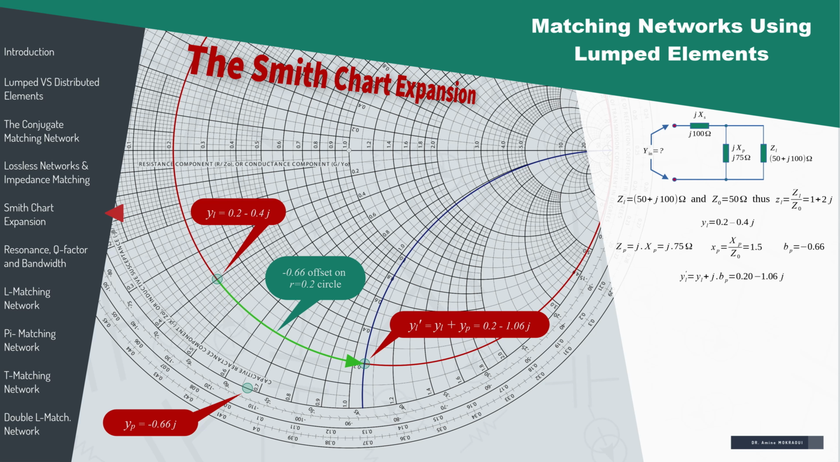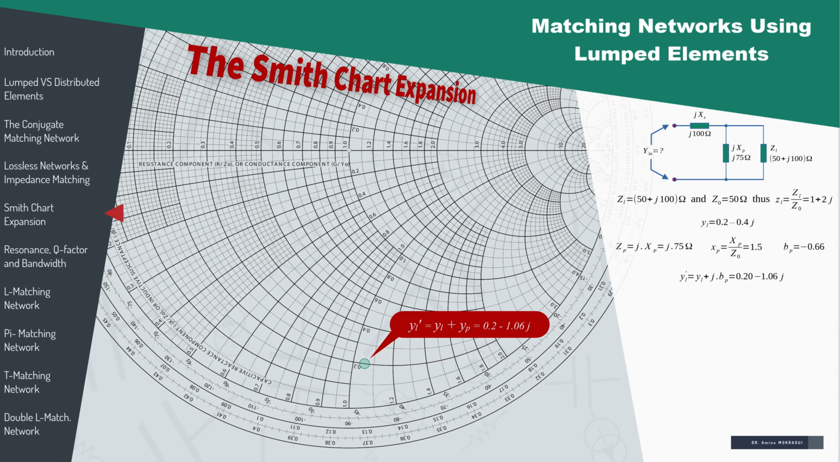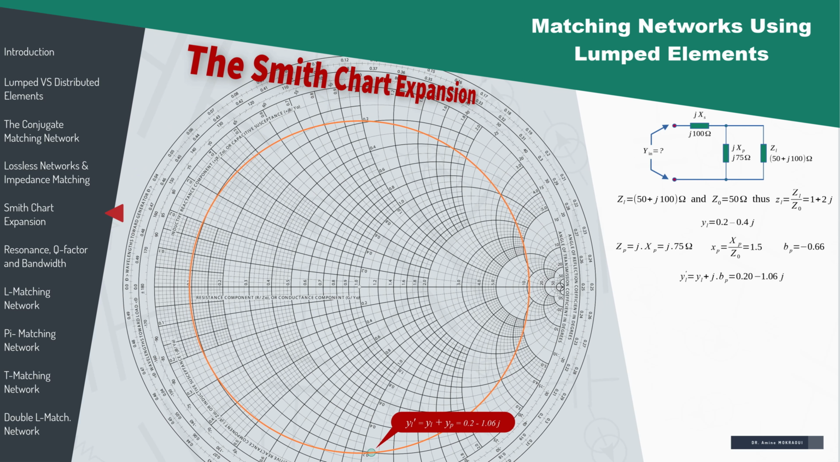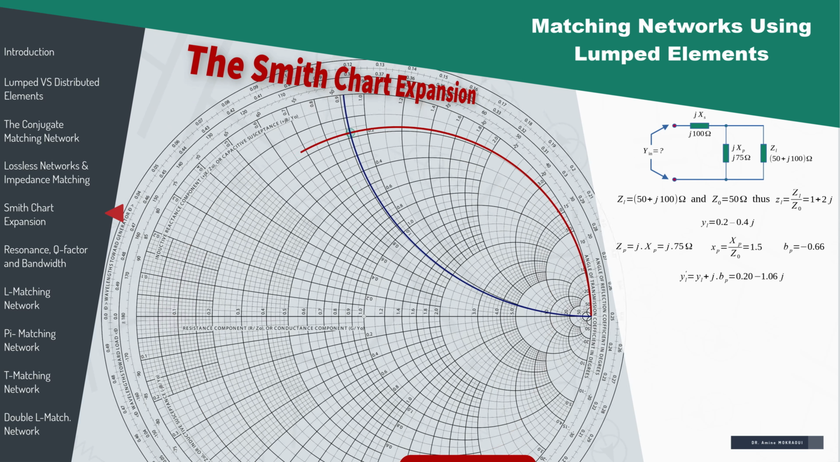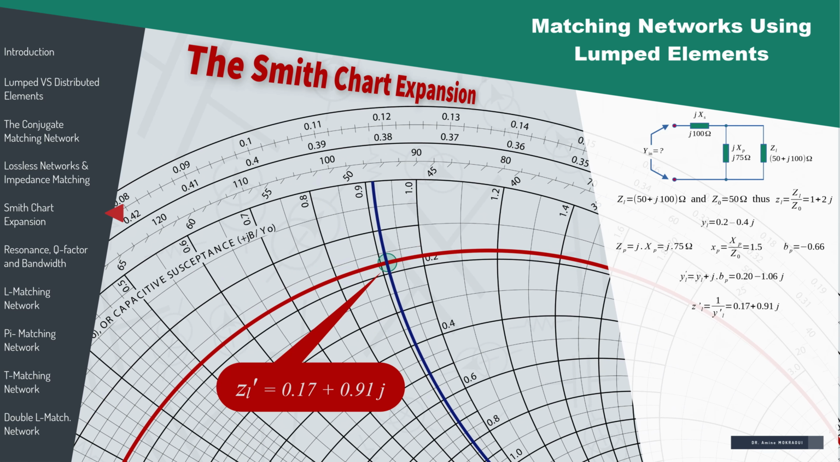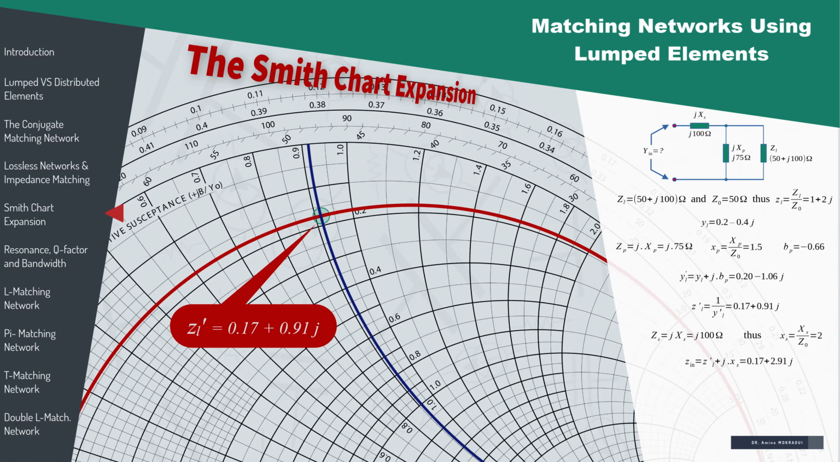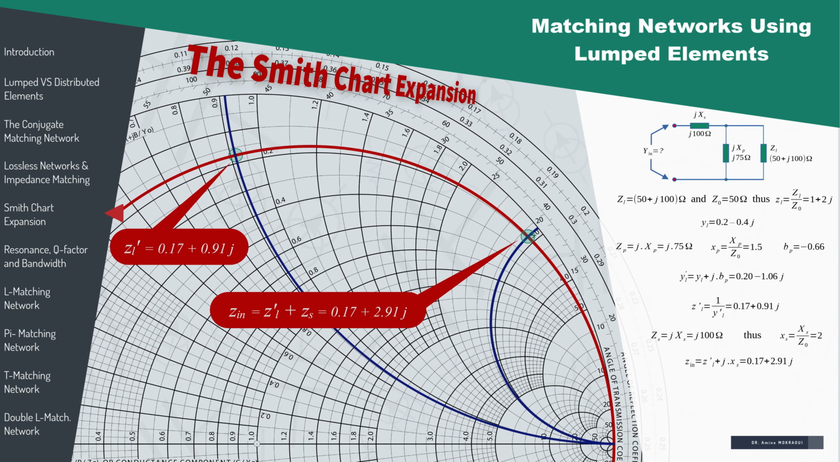Then, we are facing a serial association. Thus, we must convert y'(L) to an impedance by considering again the diametrically opposite point related to y'(L). We find z'(L) equals 0.17 plus 0.91j. Then, we add the value of the series reactance to get the input impedance. Zs equals jxs, thus lowercase xs equals 2. Then zin equals z'(L) plus jxs, which is equal to 0.17 plus 2.91j.